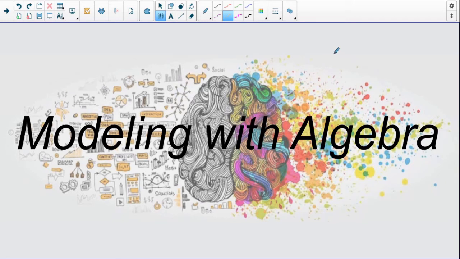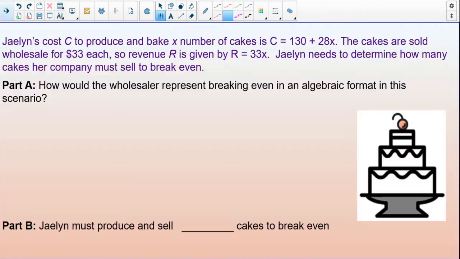Modeling with algebra, this is the part of math that we don't really like because this is where we mix math with word problems, and we tend not to like word problems because they're difficult and it's hard to understand what exactly it's asking for. But it really is the most important part of algebra because this is how we use algebra in the real world. So it is a necessary evil. So let's look at my first example here.